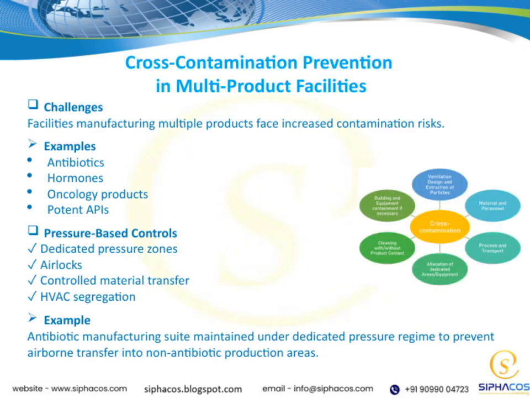When a facility makes multiple products, keeping them separate is a real challenge. Cross-contamination risks go up, especially with sensitive items like antibiotics, hormones, oncology drugs, or potent APIs. To tackle this, we rely on pressure-based controls. That means dedicated pressure zones, airlocks, careful material transfers, and HVAC segregation. For example, an antibiotic suite might be kept under its own pressure regime to stop airborne particles from drifting into other production areas. It's all about creating barriers that keep products safe and pure.